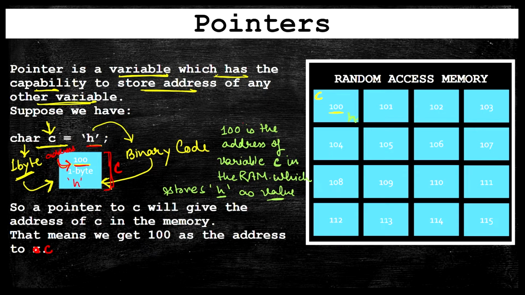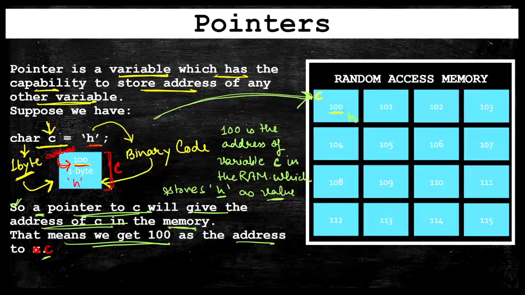Let's read what is given over here. A pointer to C will give the address of C in the memory, and that means we get 100 as the address of C, because C is being stored over here. What is the address of C now? Address of C is 100. How do we get this 100? We get this 100 through a variable which is the pointer.